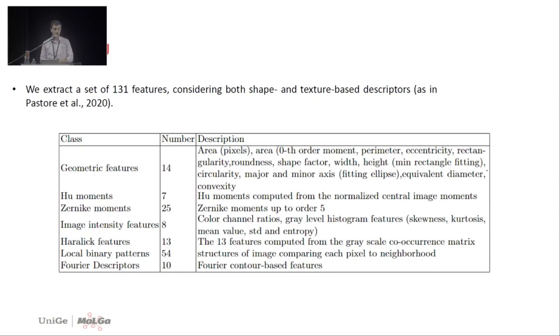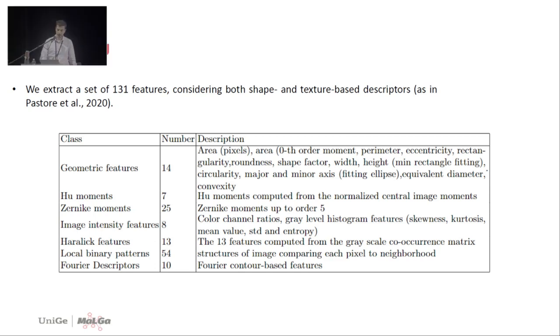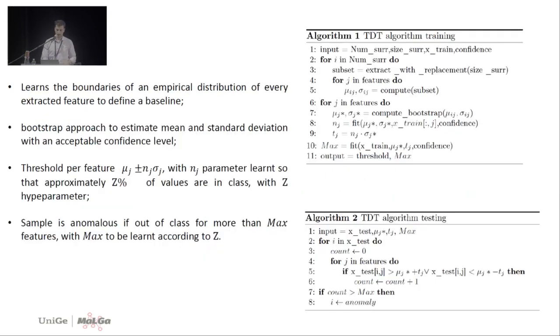So for the pre-processing and a few details about the features, we design and engineer a set of features which is quite typical of plankton analysis. In particular, we use 5 different kinds of features, both shape-based and texture-based. For instance, geometric features like the area, the perimeter, the aspect ratio, the Hu and Zernike moments. And for the texture-based, we use hierarchic features, local binary patterns, descriptors of the contour, color features, and features from the gray level histogram. In total, we extract a set of 131 features for each of the plankton images.